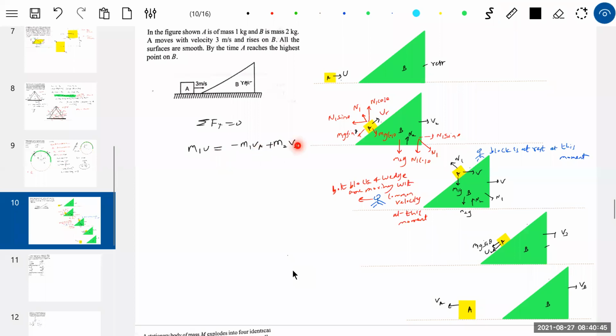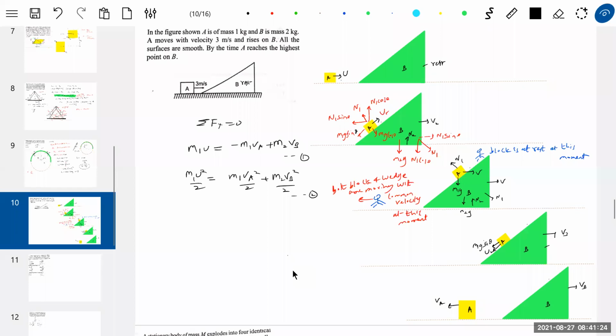But sir, both are unknown. What to do? Can we apply conservation of mechanical energy? Net work done by the normal contact force on the system will be 0. Then the weight also; weight is a conservative force. So net work done by gravity is also 0. Therefore, the kinetic energy of the system will be conserved. So M1 U square should be equal to M1 VA square plus M2 VB square. Solving these two equations, we will get the final velocities.